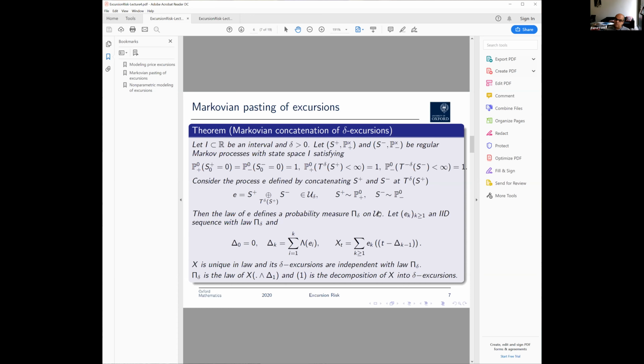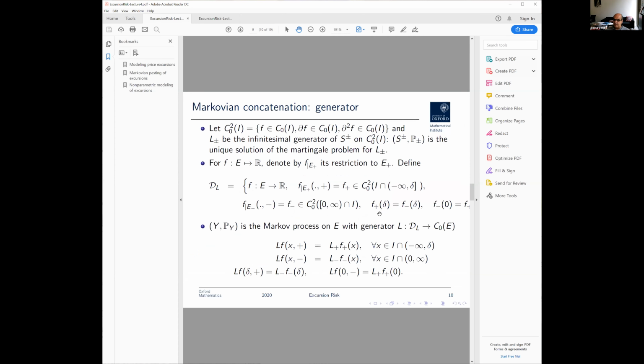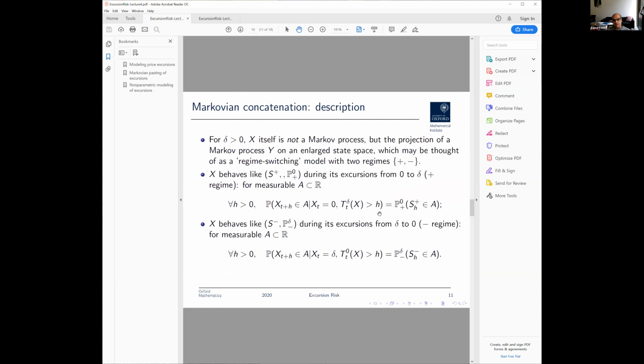And in this construction, we have explicitly the infinitesimal description, because we have the explicit description of the process in terms of its generator, and we also have the description of the process in terms of its transition probabilities, because we still have access to the transition probability. So it's a Markovian construction.